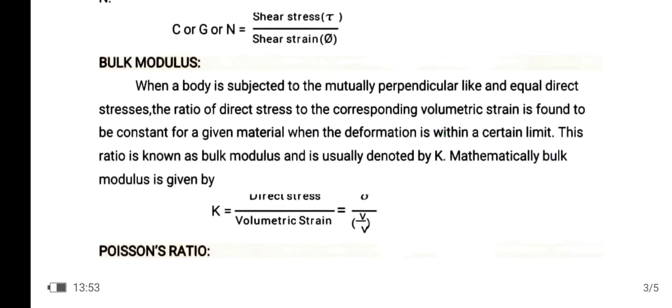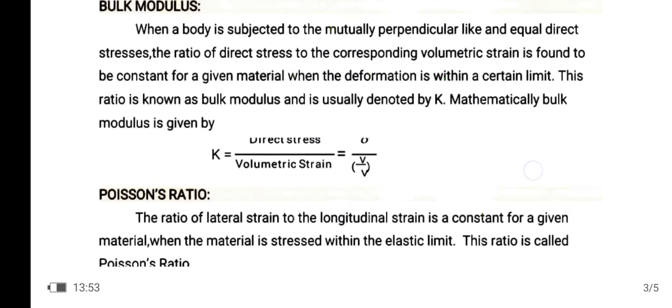Finally, bulk modulus. When a body is subjected to mutually perpendicular, like and equal direct stresses, the ratio of direct stress to the corresponding volumetric strain is found to be constant for a given material when the deformation is within a certain limit. This ratio is known as bulk modulus and is usually denoted by K. Mathematically, the bulk modulus is given by K is equal to direct stress divided by volumetric strain.